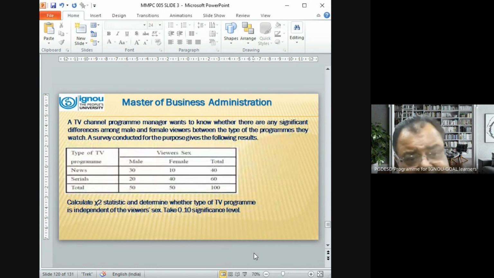A TV channel program manager wants to know whether there are significant differences among the male and female viewers between the type of the program they watch. A survey was conducted for the purpose and it gave the following results. TV programs, and we have been talking about male and female, so we have to fill up the data. We are talking about two programs, that is news and serials.